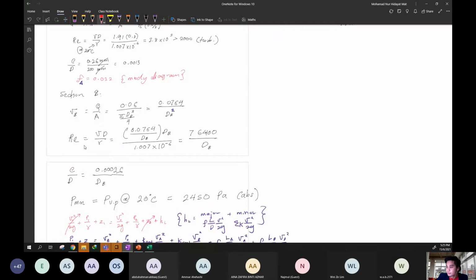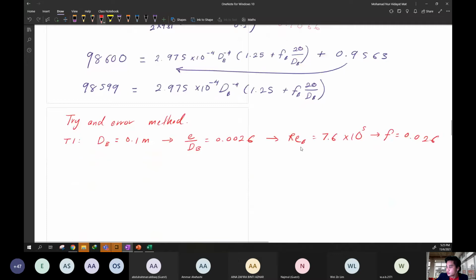Why is the Reynolds number related to this one? You can see here, the Reynolds number at section B relies on the dB. So you substitute the dB value, you will get the Reynolds number. So from the Reynolds number and relative roughness, look at the Moody diagram. You will find out that the Moody diagram gives 0.026. So you have the FB, you have the diameter. You try to substitute.